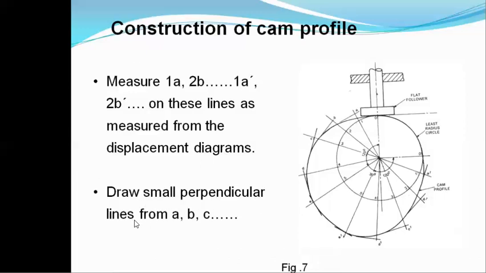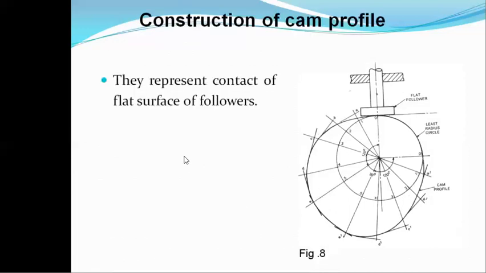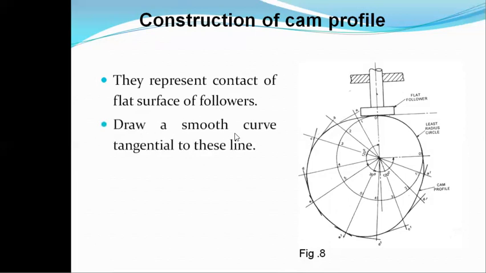Draw small perpendicular lines from A, B, C, etc., and they represent the contact of the flat surface of the follower. Draw a smooth curve tangential to these lines. The curve gives the required profile. Let us see once again.